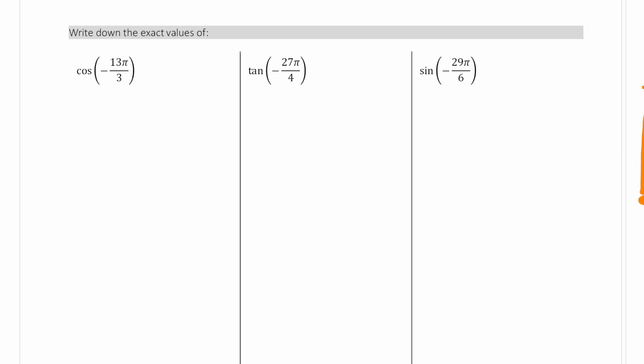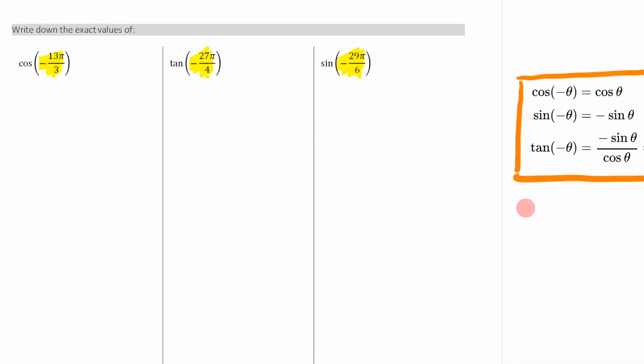So we're going to be working through these questions before us, and what I want you to take note of before we begin here is that they all have negative angles. So we're going to have to remember our properties of negative angles when dealing with sine, cos, and tan. We learned about this in our previous lesson.